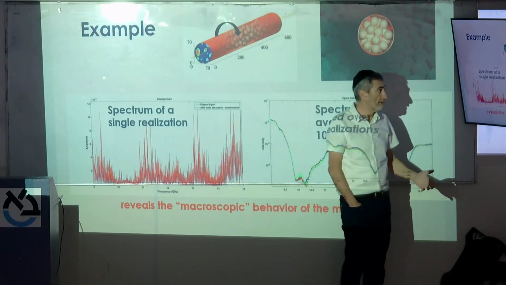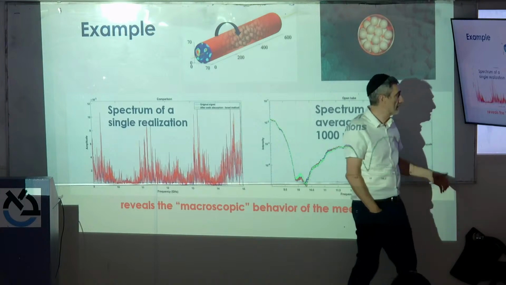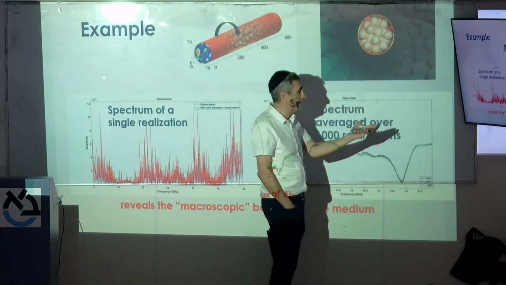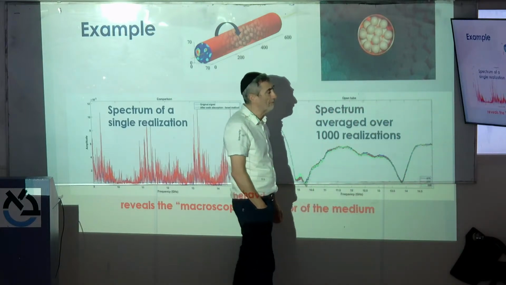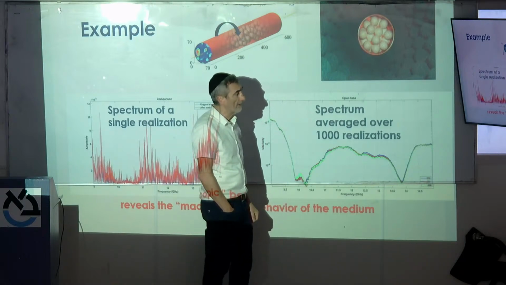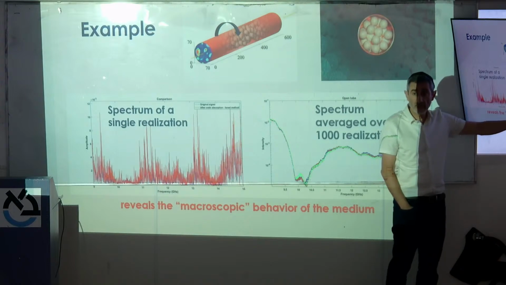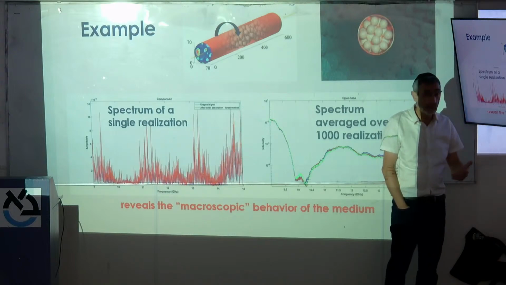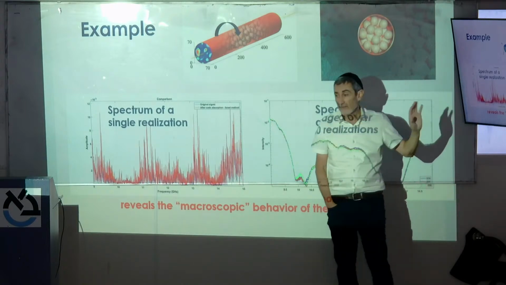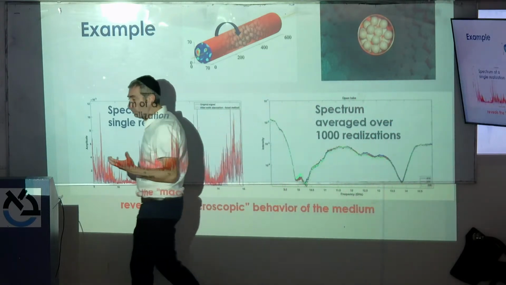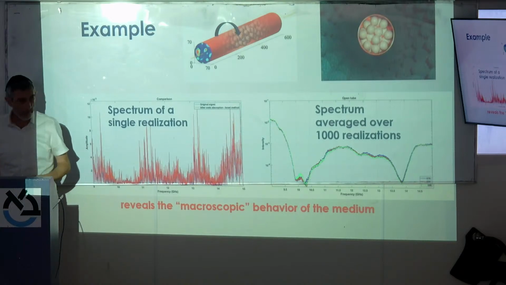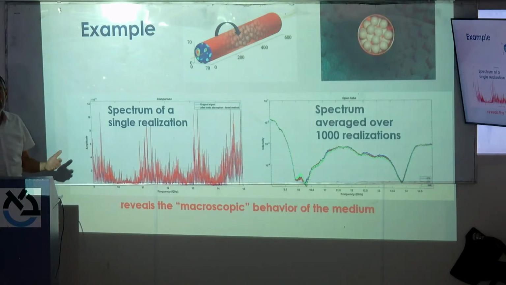It depends on the configuration. Here you have something which reveals the macroscopic behavior of the medium, and tells you, for instance, that here you might be strongly localized. That means that the energy cannot cross the system, whatever the configuration of the system. So that's an illustration for you to understand what I mean by ensemble averaging and how powerful this statistical tool is to analyze the measurements that you make.